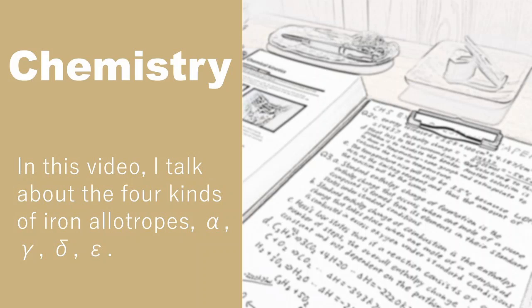Hi, I'm Nico. In this video, I'm going to talk about the 4 kinds of iron allotropes: alpha, gamma, delta, and epsilon. Now, you may be wondering, where is beta iron?